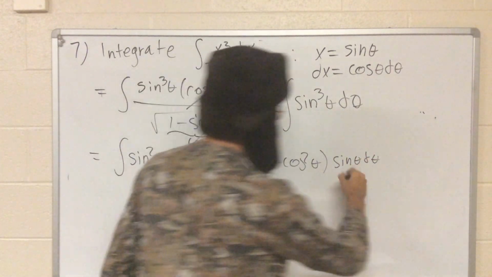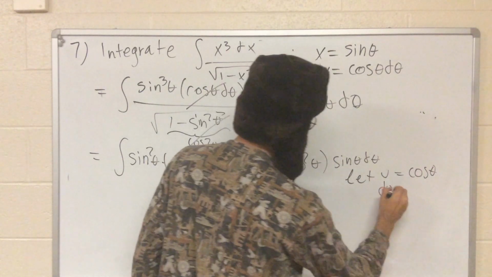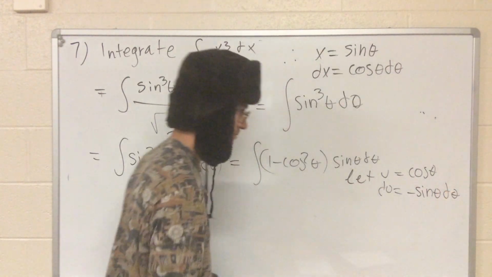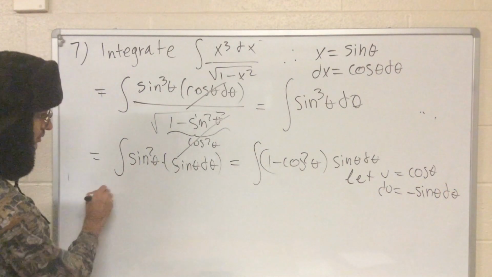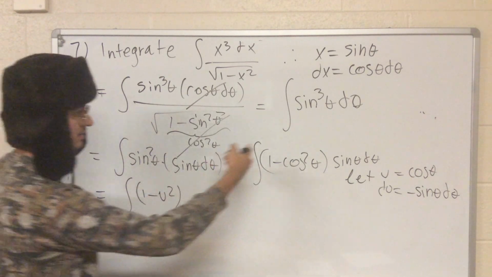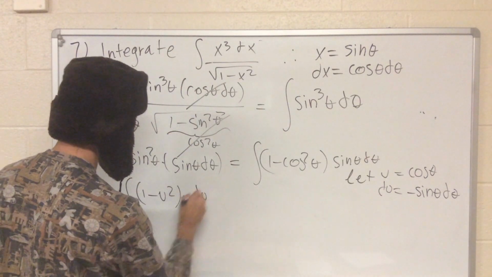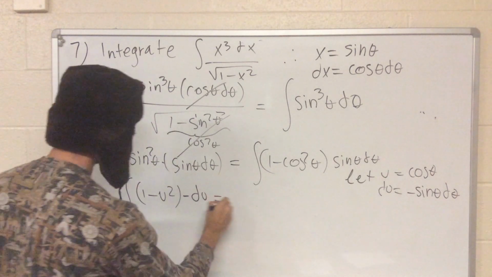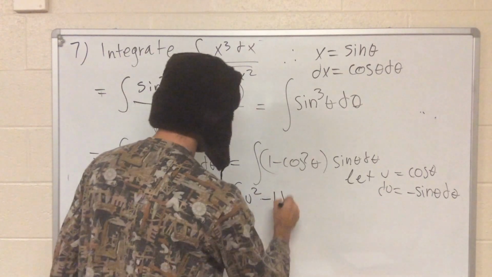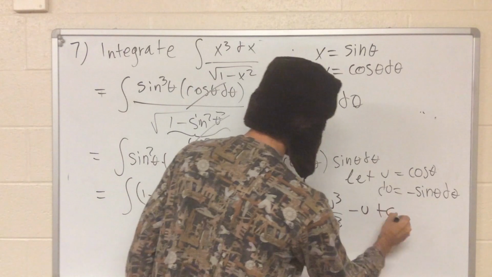We can let u equal cosine theta, in which case du will be equal to negative sine theta d theta. All right. So this will be equal to the integral of 1 minus u squared times sine theta d theta, which in this case will be negative du. So this is the integral of u squared minus 1 du, which will be u cubed over 3 minus u plus c.